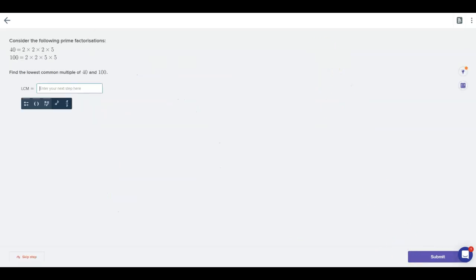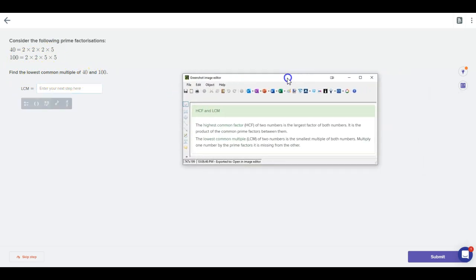Let's move on. This one says, consider the following prime factorization. So again, the numbers 40 and 100 have been prime factorized already for us. This time it says find the lowest common multiple of these. So let's look at our little summary again. The lowest common multiple of any two numbers is the smallest multiple of both.